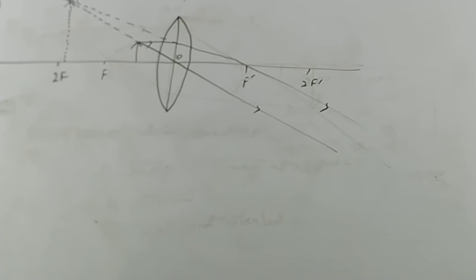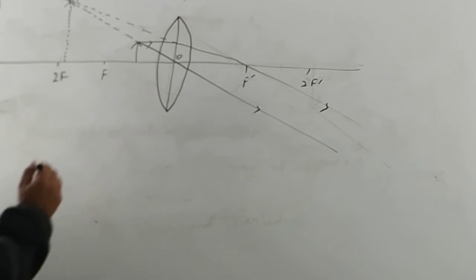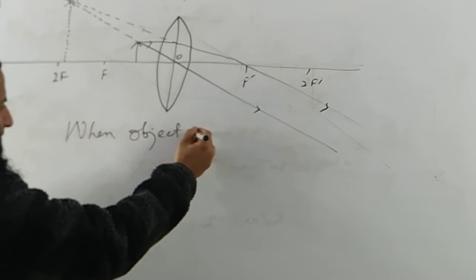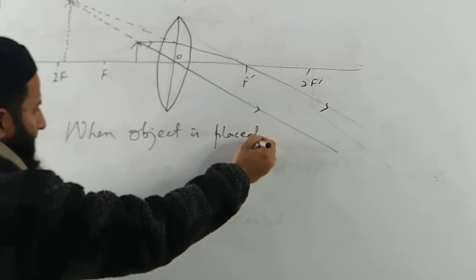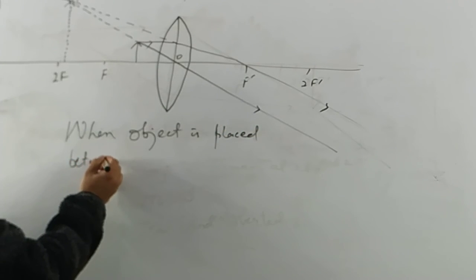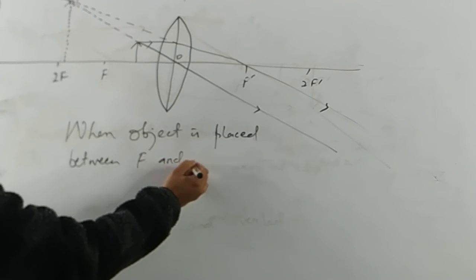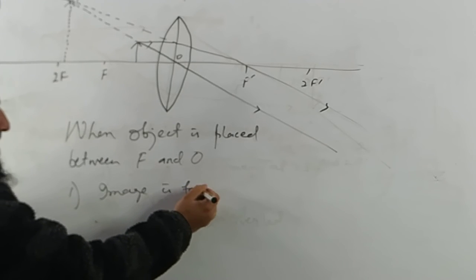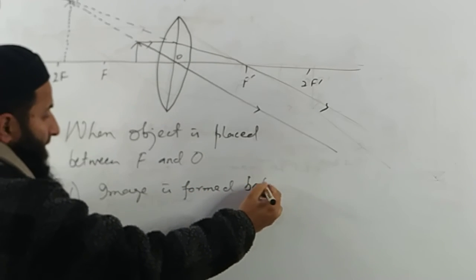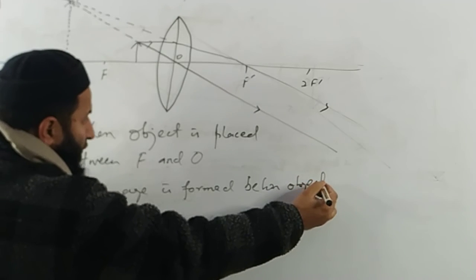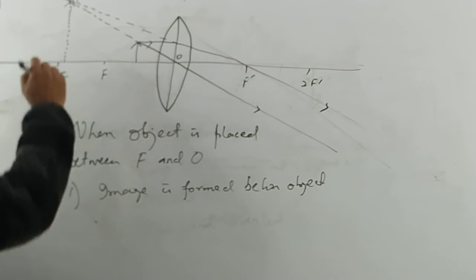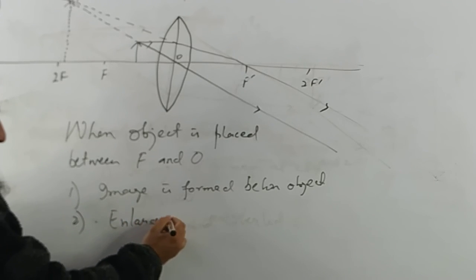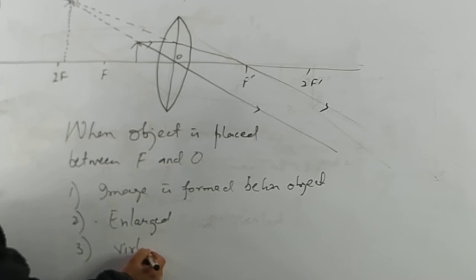This is an exceptional case when the object is placed between F and O. The image is formed behind the object, object के पीछे बनती है. Enlarged, बहुत बड़ी होती है, virtual and erect.